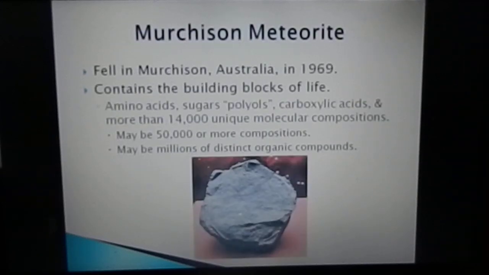So the Murchison meteorite, that's the picture of it right there. I'm sure you guys can see that though. Now, it fell in Murchison, Australia in 1969. It contains the building blocks of life. Some of the things it had were amino acids, sugars like polyols, carboxylic acids, and more than 14,000 unique molecular compositions. Now, there may be 50,000 or more compositions.